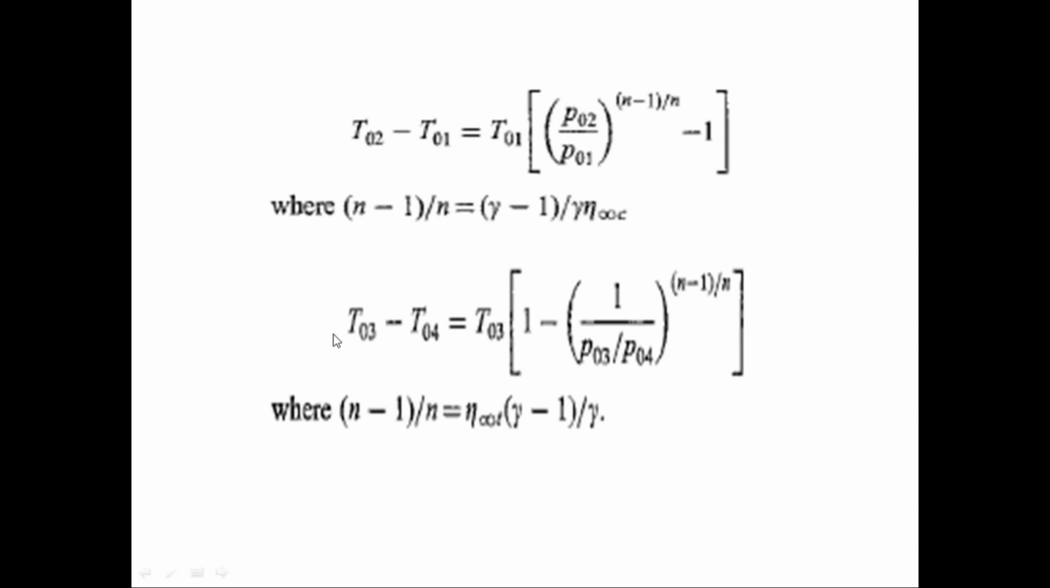Similarly for the turbine, the delta T from state 3 to state 4 can be written as T03 times 1 minus 1 over P03 by P04 raised to power n minus 1 by n, where n minus 1 by n for the turbine is equal to the polytropic efficiency of the turbine times gamma minus 1 by gamma.